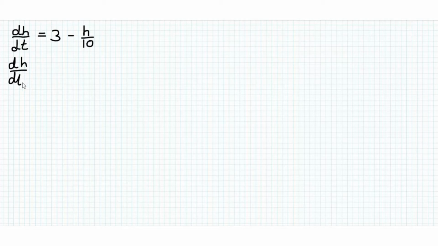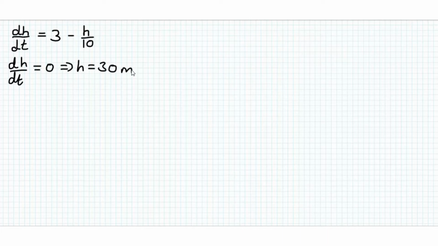When dh/dt is equal to 0, we have h is equal to 30, and dh/dt being equal to 0 means the rate of change of height of the tree is 0, so the tree's not growing anymore. And if the tree's not growing anymore, then h equal to 30 meters must be the maximum height of the tree, right?